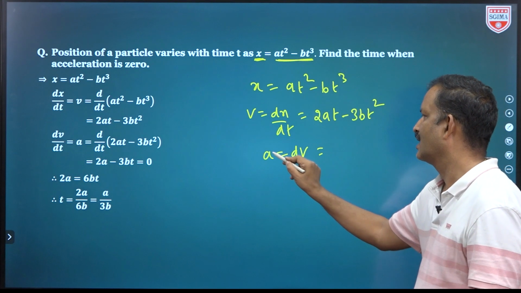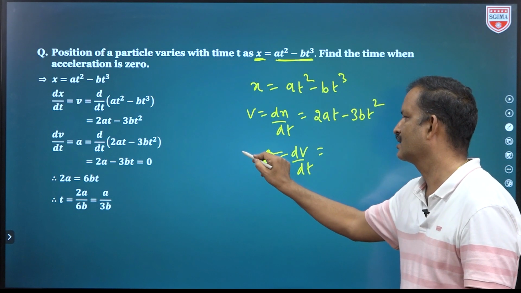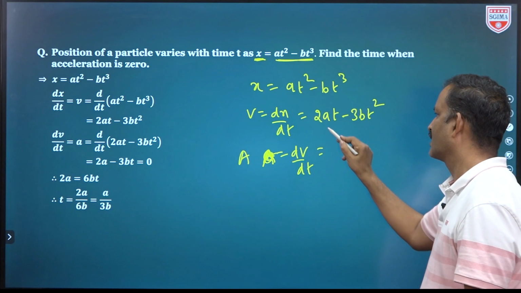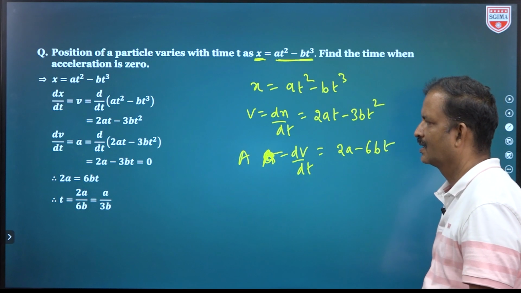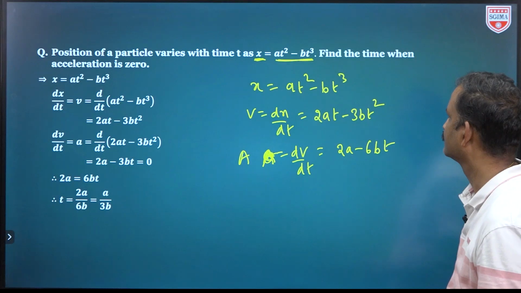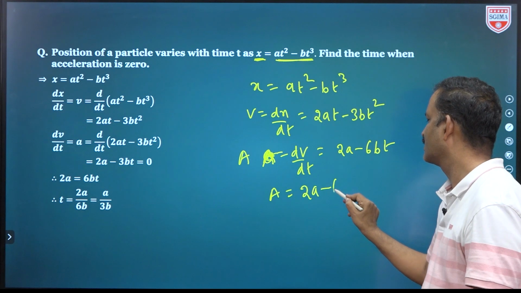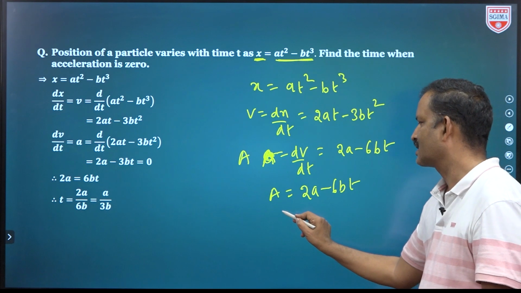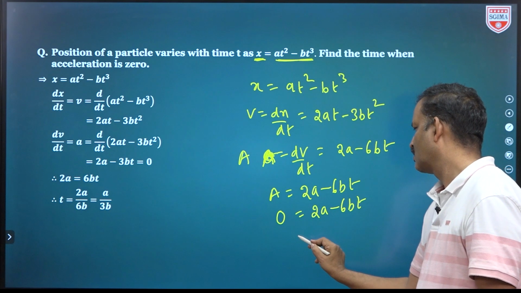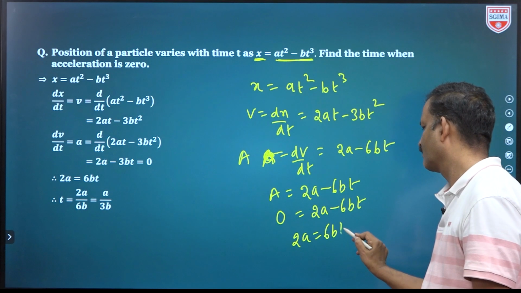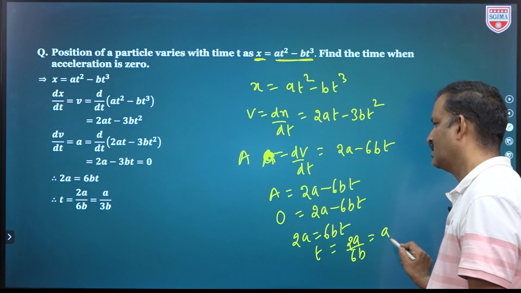For acceleration, I am writing capital A, because small a is already used here. So, for this one, differentiation gives 2a minus 6bt. This is the acceleration. Acceleration is 0. Acceleration, what we got? 2a minus 6bt. So, 0 is equal to 2a minus 6bt. So, 2a is equal to 6bt. Time is equal to 2a by 6b. So, a by 3b.